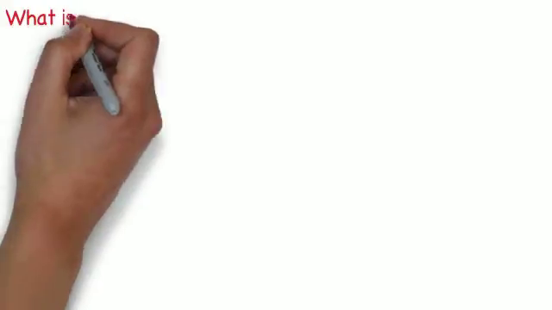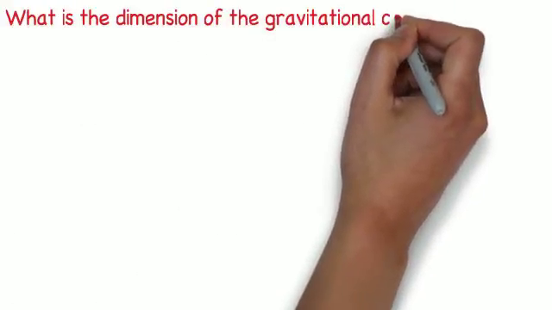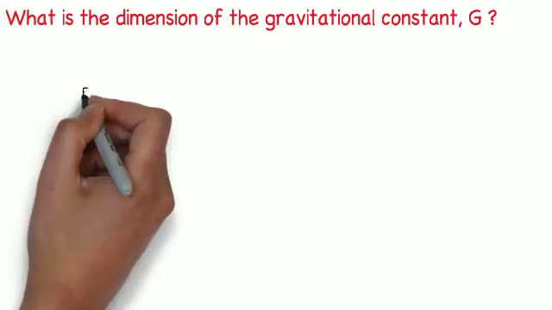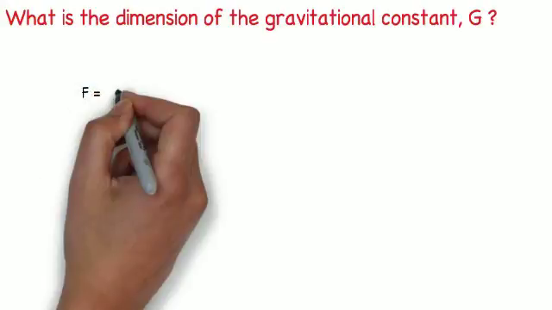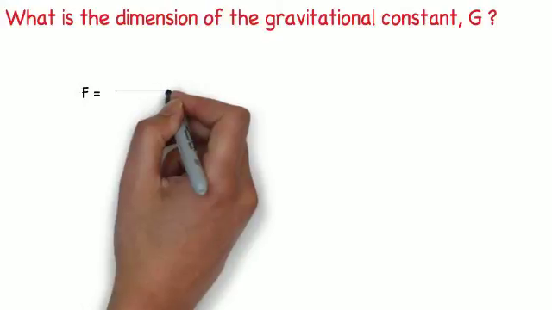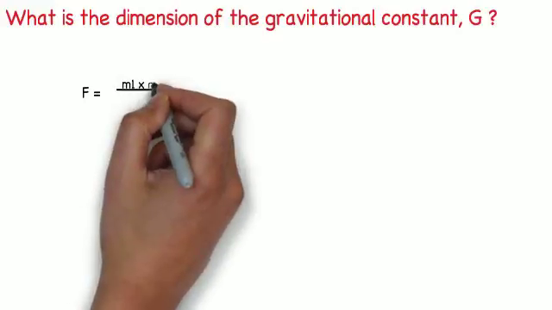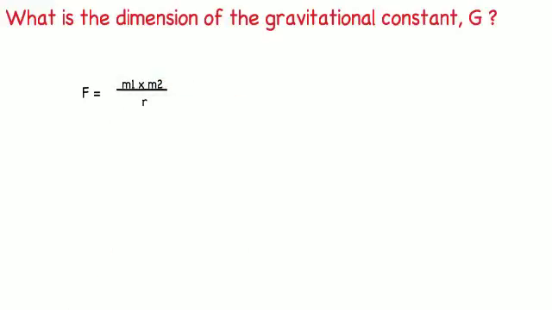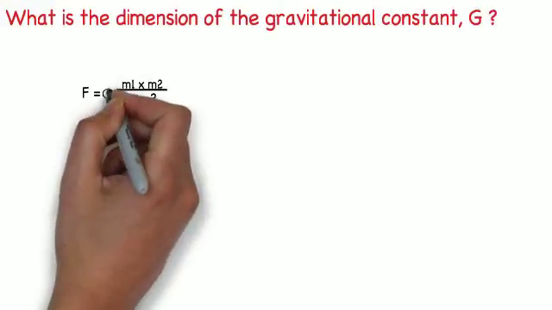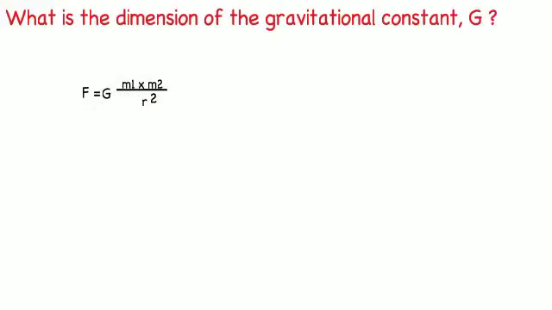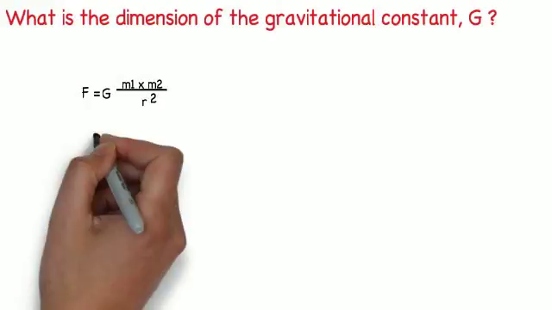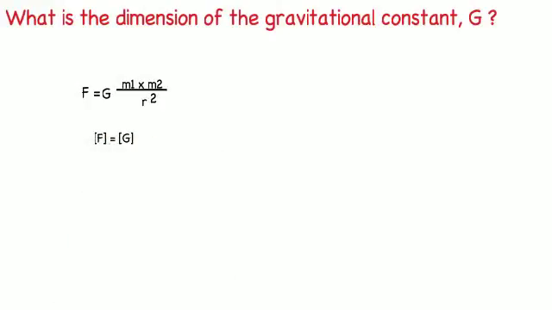What is the dimension of the gravitational constant G? In order to answer this question, we'll have to see how G is related to the force of gravity. Well, according to Newton's law, the gravitational force of attraction between two bodies is directly proportional to the product of their masses and depends inversely on the square of their separation. And the proportionality constant is the universal gravitational constant called G. So the dimension of the left-hand side should be equal to the dimension of the right-hand side. In fact, the dimension of G should be such that when we multiply M square over L square, it should give the dimension of force.